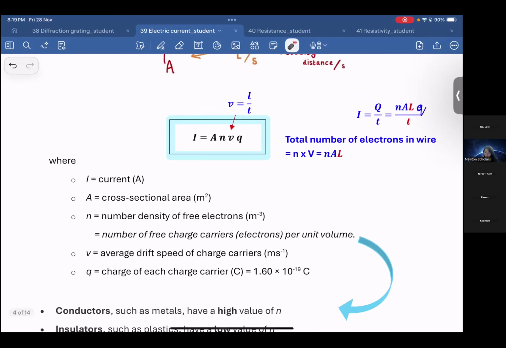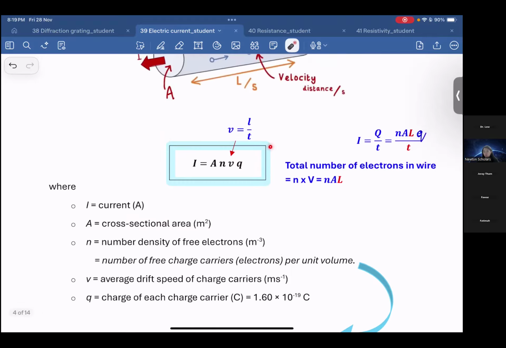So we are going to apply this formula on page number 5, the past year question. So until here, any question? We are going to be using this formula.